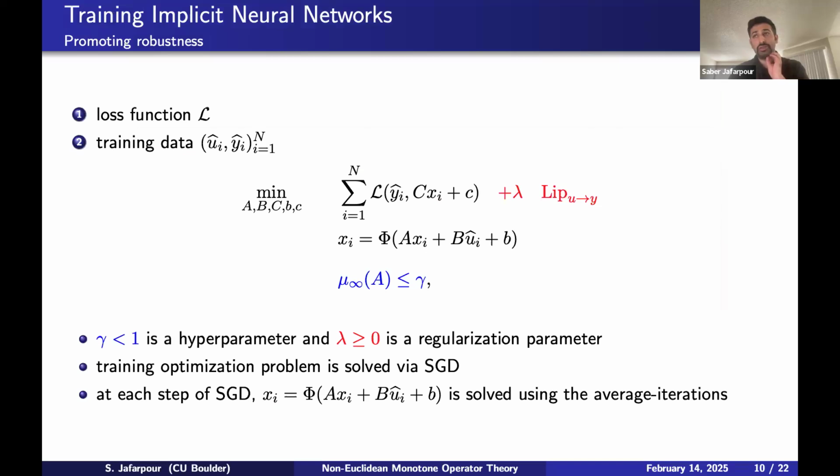Okay, so now let's see how we can train these neural networks to make them more robust. Let's assume we have a loss function and some training data. Then we can train these neural networks like normal. The only thing is that we have to impose this fixed point condition, because the hidden layers are obtained using a fixed point. And in order to promote robustness, we can add a regularizer term, lambda times the Lipschitz bound from u to y, and then we add the condition mu infinity of A being less than gamma. Gamma is a number less than 1 to ensure that our model is well posed, right? So this is how we train these neural networks. And then we solve this training optimization problem using stochastic gradient descent.